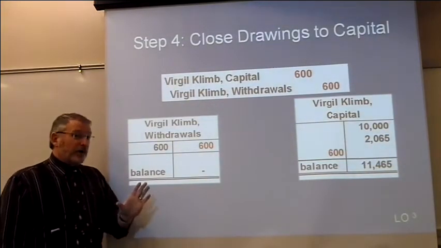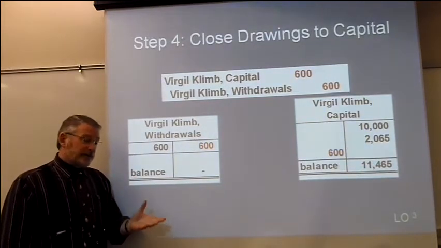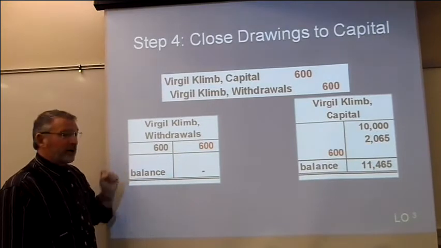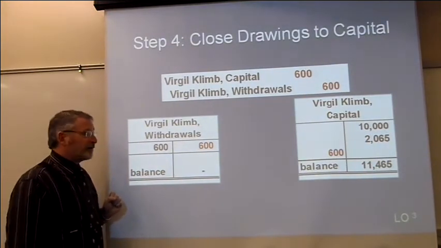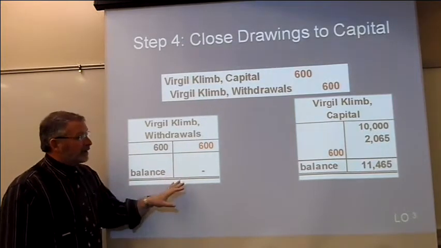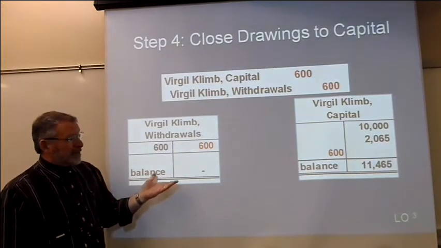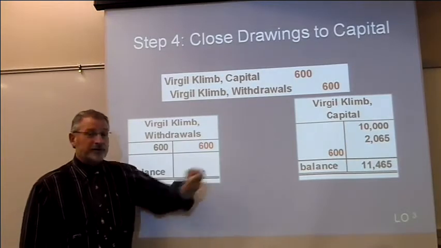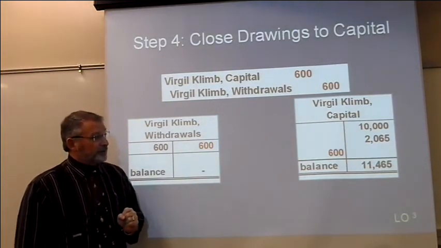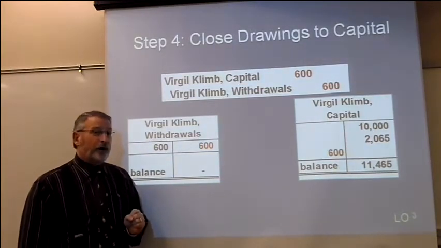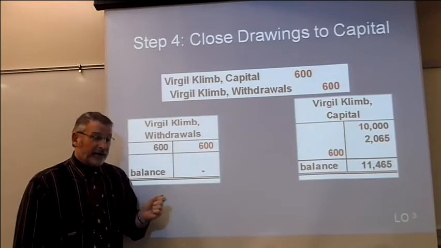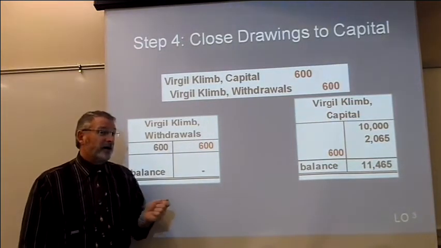And remember, withdrawals are a reduction of the owner's investment, because the owner is taking some of their investment back out. And the withdrawals account carries normally a debit balance of $600. To zero that out, we credit it for $600, and that zeroes it out. And what happens to that $600? Well, we reduce Virgil's capital account by that much. And so the closing balance then in Virgil's account is $11,465.